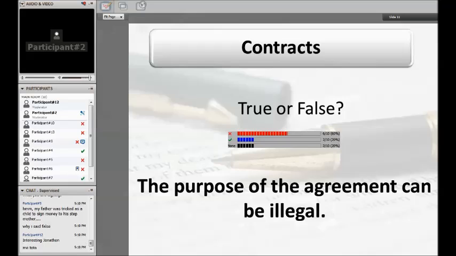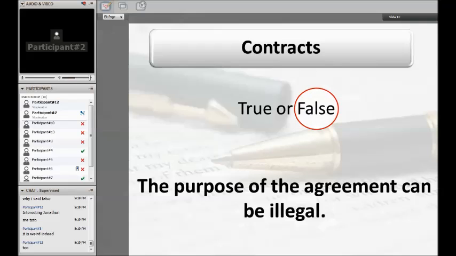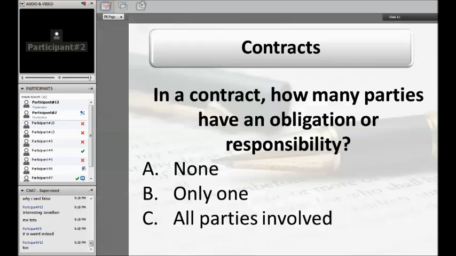Okay, so the purpose of the agreement can be illegal, and most of you are correct. That is false. It has to be legal. Whatever you are agreeing on has to be legal. You cannot have a legally binding contract that is for something like selling drugs because that is illegal.